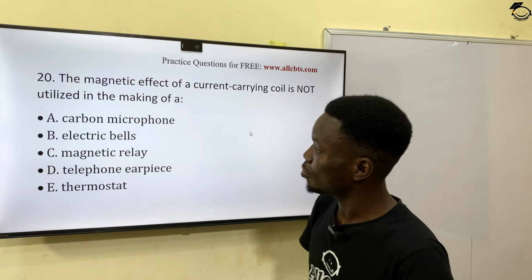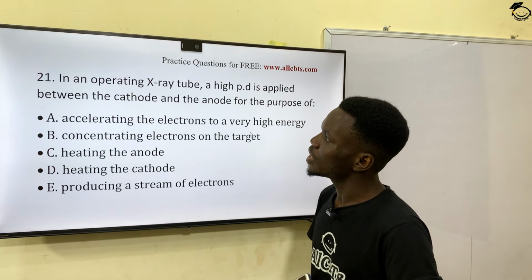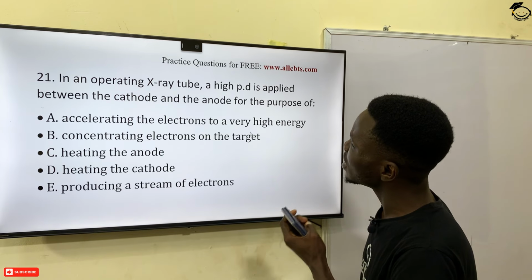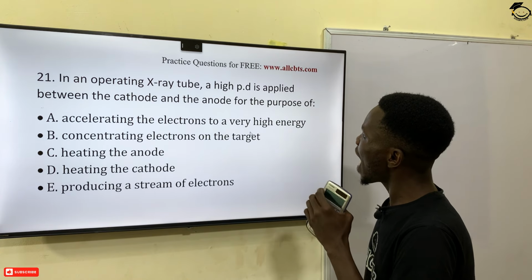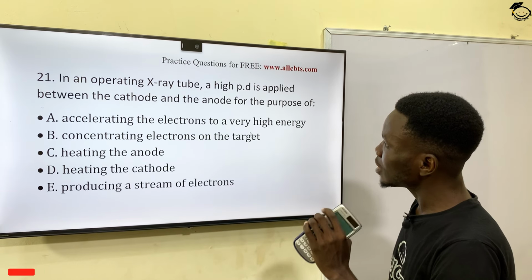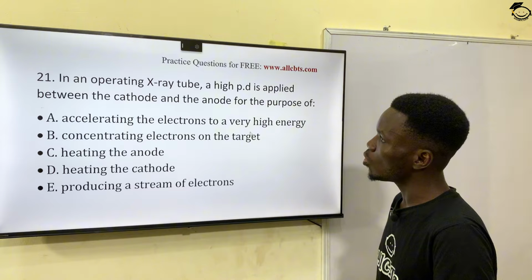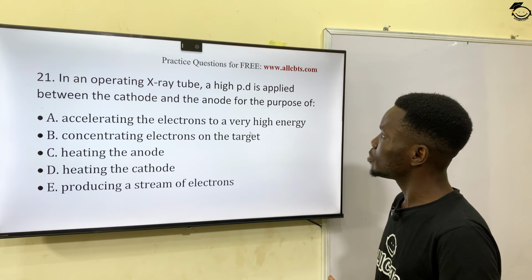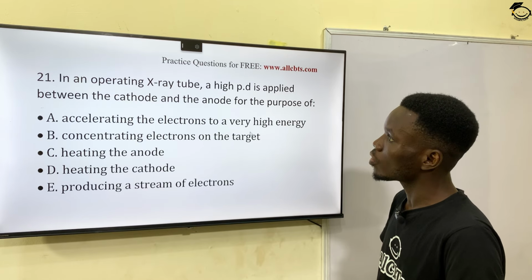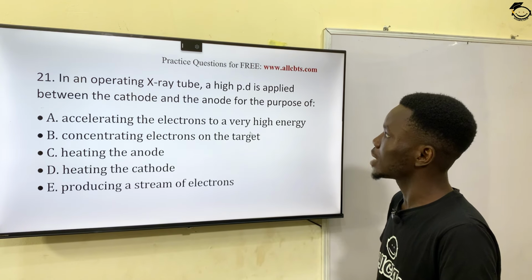So that takes us to question number 21. We say, in an operating X-ray tube, a high PD, a high potential difference, is applied between the cathode and the anode for the purpose of what? Why do we increase the potential difference? Why do they apply a high potential difference across the cathode and anode?